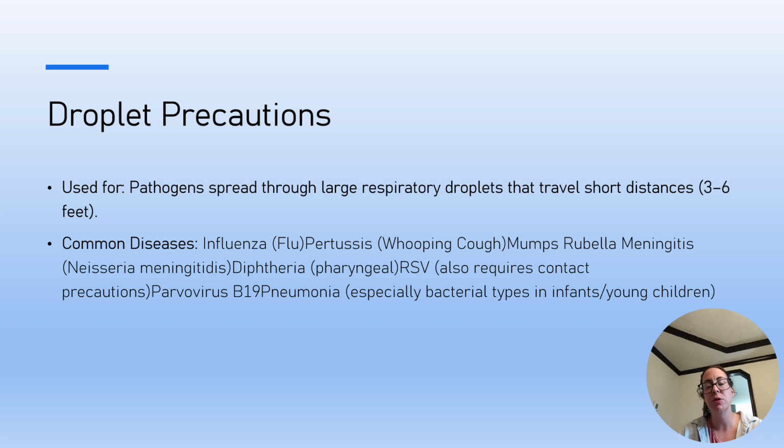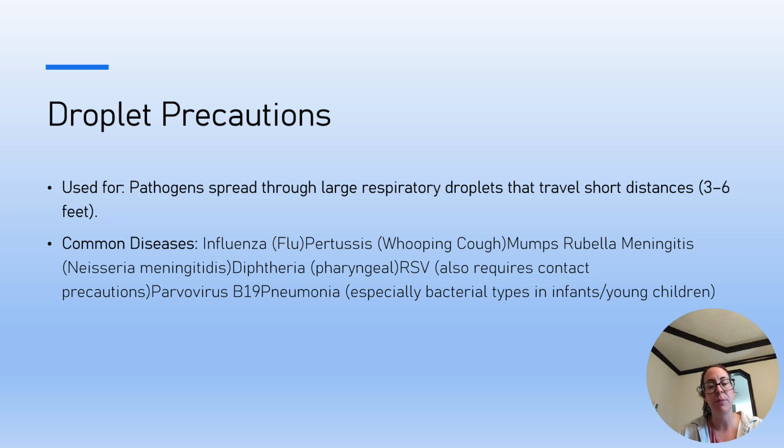Droplet precautions is used for pathogens spread by large respiratory droplets that travel short distances, about 3 to 6 feet. These patients can have the door open. Contact patients can have the door open. Both of these patients can also have roommates as long as the roommate has the same illness.